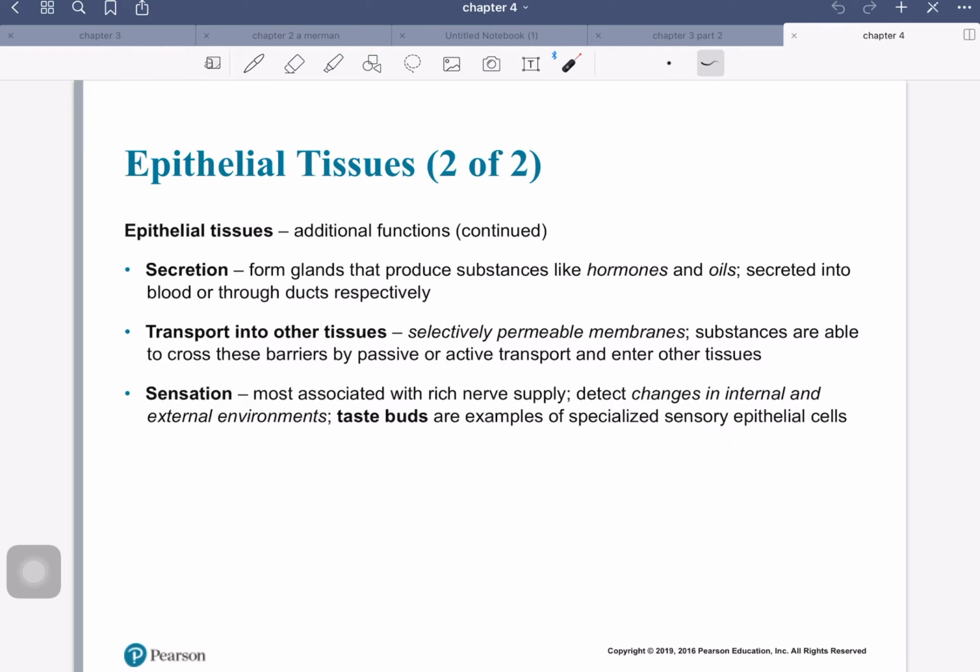And let's not forget sensation. With many epithelial tissues, we have different receptors. And of course, it's really a great benefit to have that concept of sensation. So we often see rich nerve supply, and that helps us to detect changes in the internal and external environment. One example, our taste buds are a very specialized sensory epithelial cell.